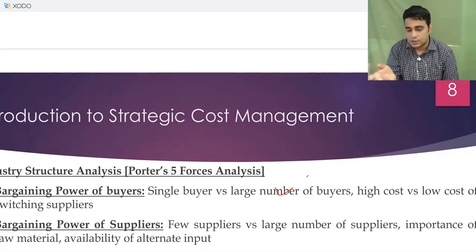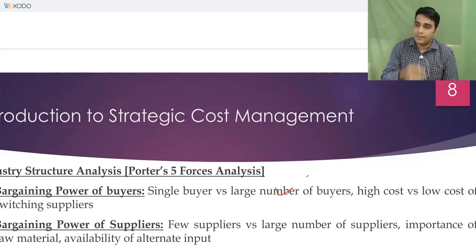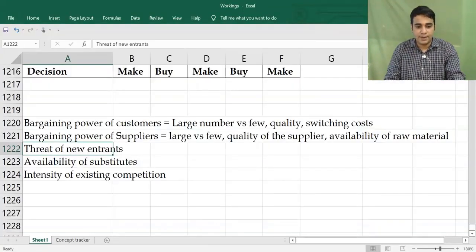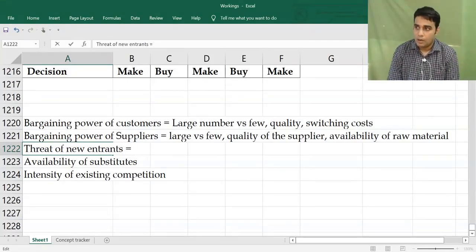Availability of alternate input: instead of using this input, can I use some other input? If there is a possibility of using some other input, my bargaining power is better. Threat of new entrants, what influences this? What is going to influence threat of new entrants?